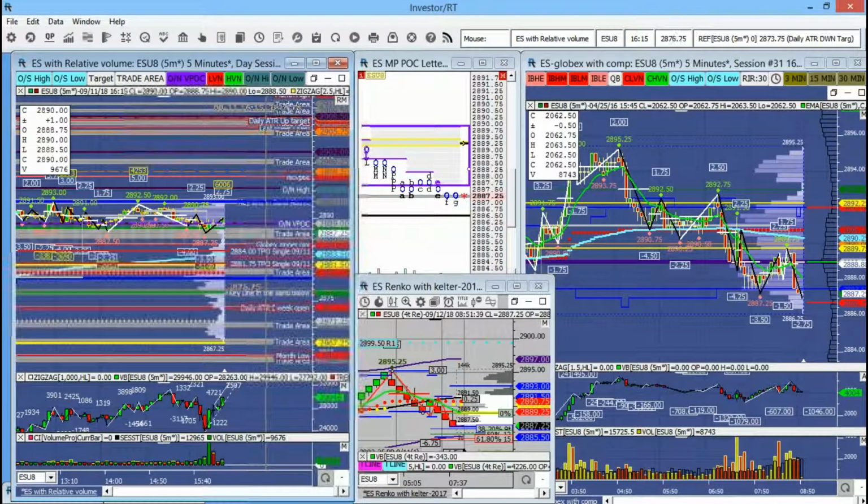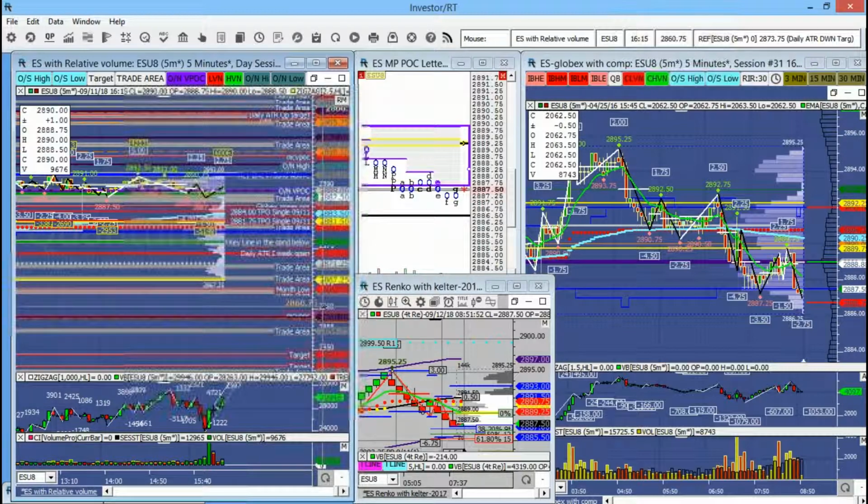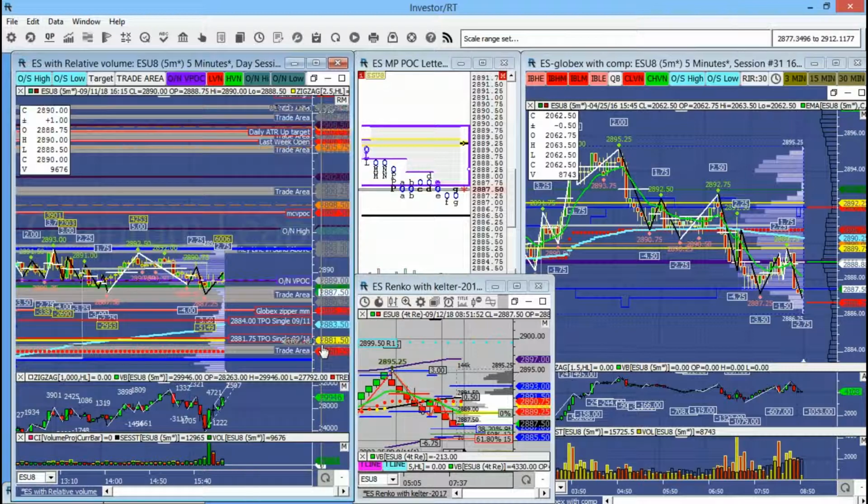So if we break below this key line in the sand at 76.50, it could release a liquidation down into putting a new week low and a new month low. And again, I'd be targeting this 58.50, 58 area.